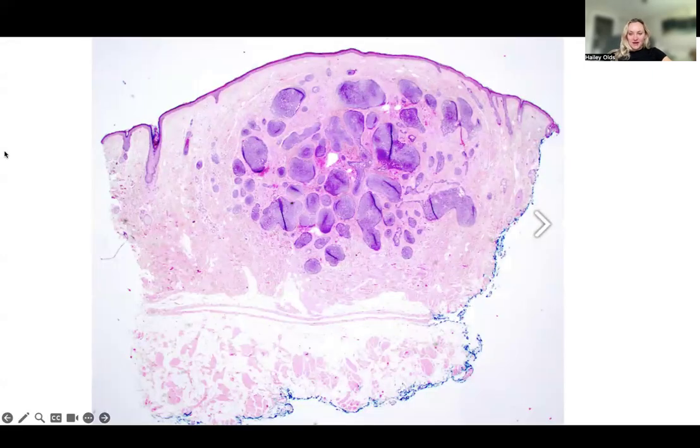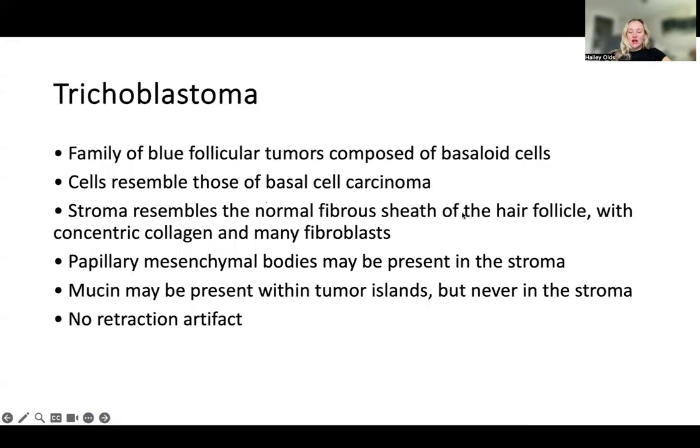Okay, next one. And this one can be a little tricky. So I think if you were looking at it at first glance, you might think, oh, this looks like a basal cell carcinoma because you do have these islands of basaloid cells. But there's not any retraction artifact, and there's not really that fibromyxoid stroma. It's more like hair follicle stroma. So this is trichoblastoma. But it does look like basal cell.